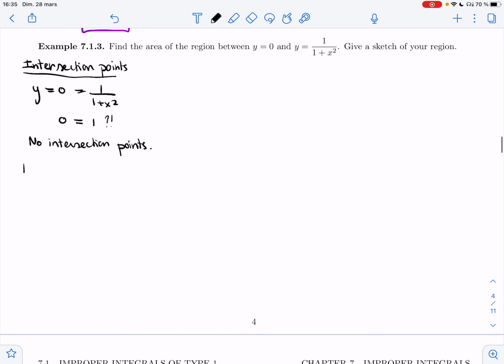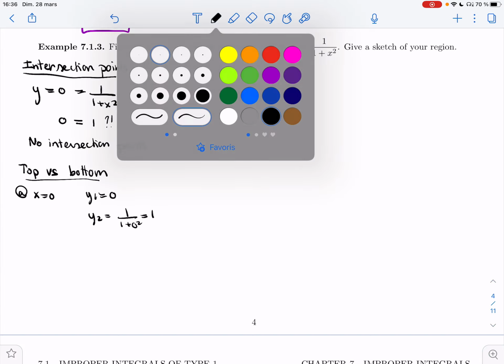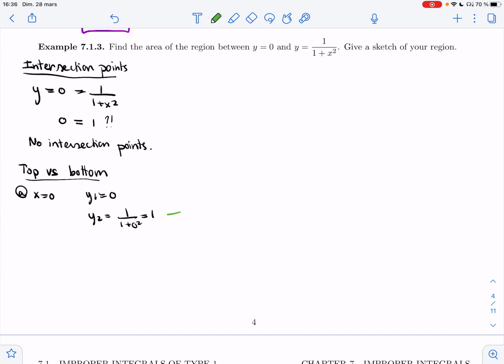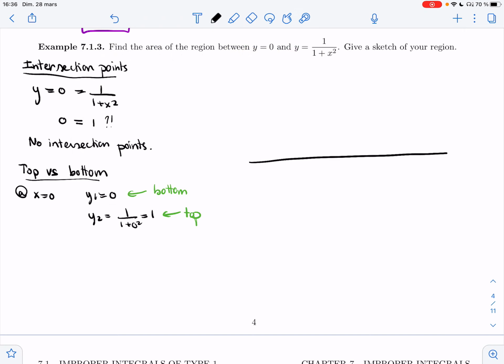All right, let's try to find top versus bottom. So they never intersect, and they're always continuous. So at some point, let's pick x equals 0. So at x equals 0, the first curve is at 0. The second curve is at 1 over 1 plus 0 squared. It's at 1. So that means this curve will be on top, and this curve will be underneath for every single value of x.